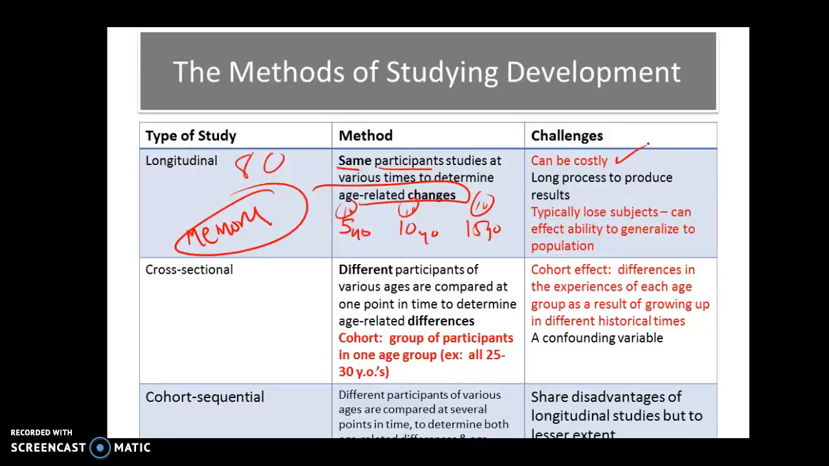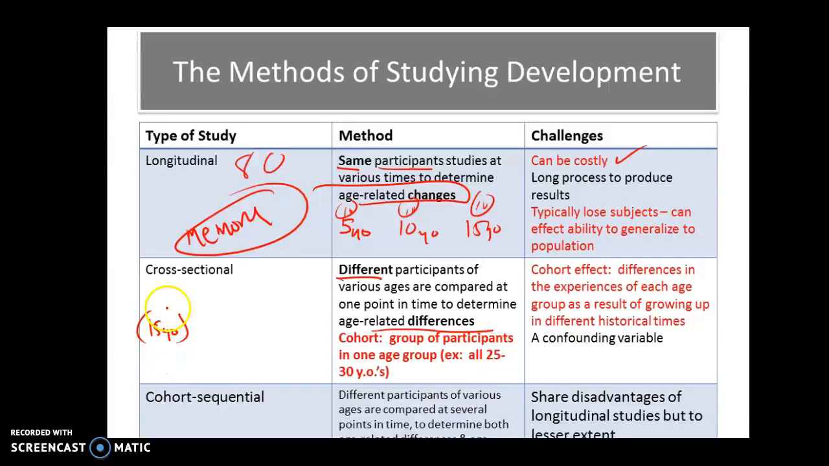Now, there's another type of study called cross-sectional, and that's when we have different participants of various ages compared at one time, and this is really to study age-related differences, not age-related changes. And we call the people in one group a cohort. Those are people who tend to be born in the same year, and what's important is they share the same cultural and historical experiences. So for instance, in this case, we might be studying, say, 15-year-olds.